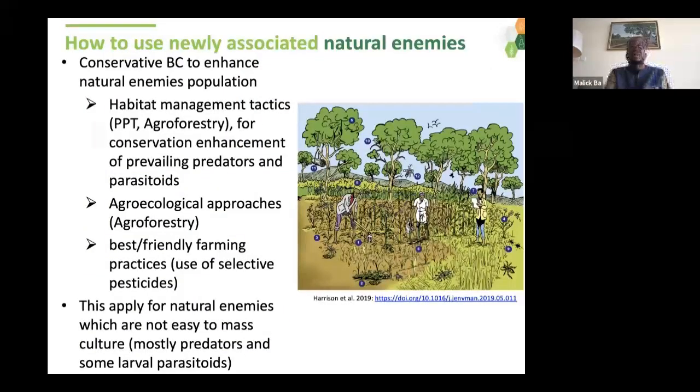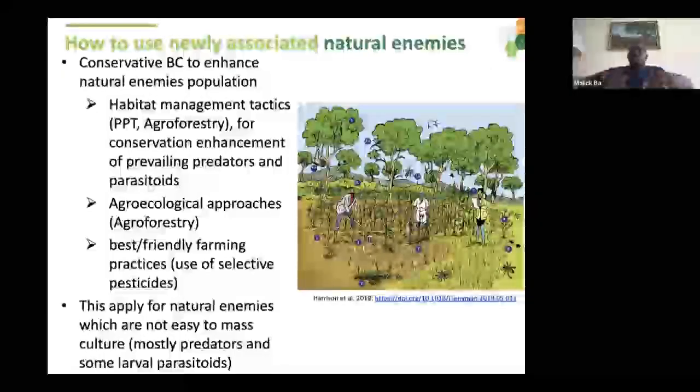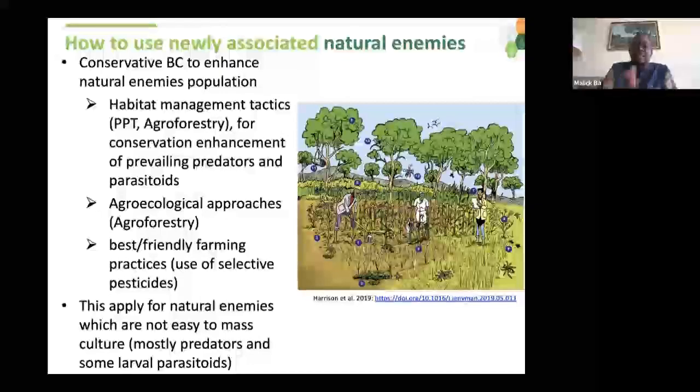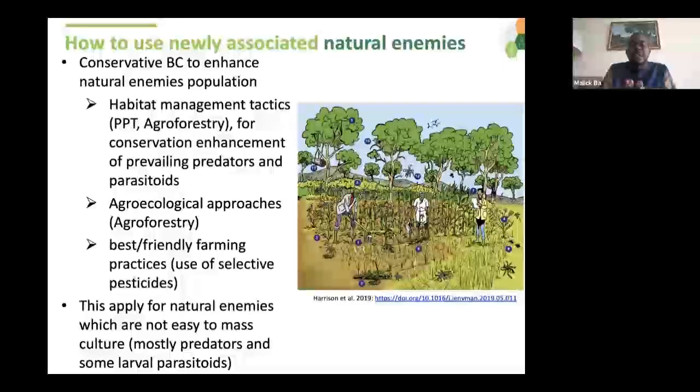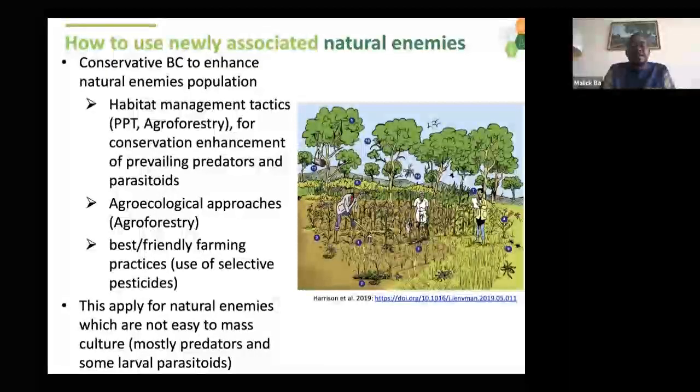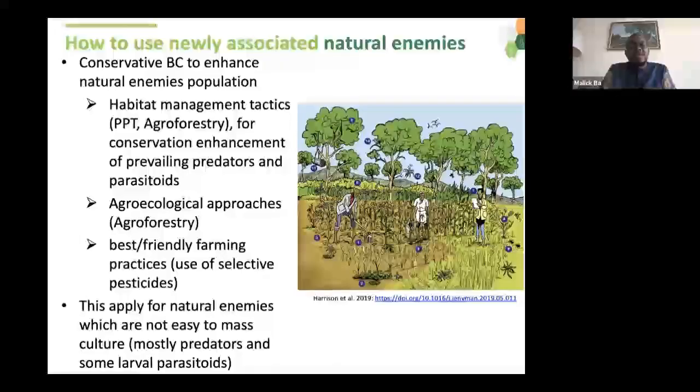So how do we use the natural enemies? Since they are there, you have to conserve them. This is the first step. From the previous presentation, you have seen many agroecological approaches, which are very good and very effective, and they help to maintain the natural enemies in the field.